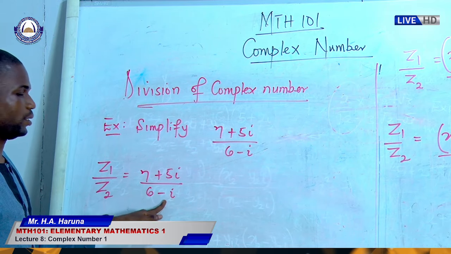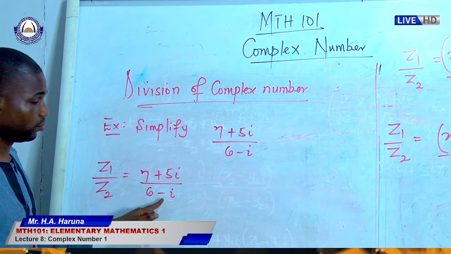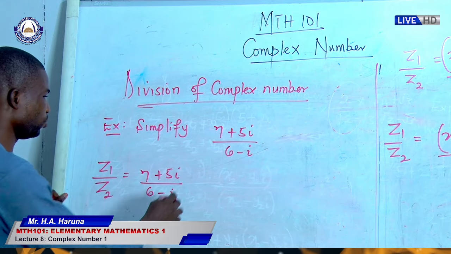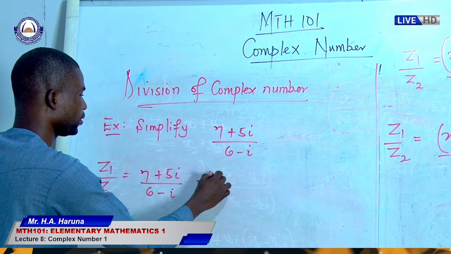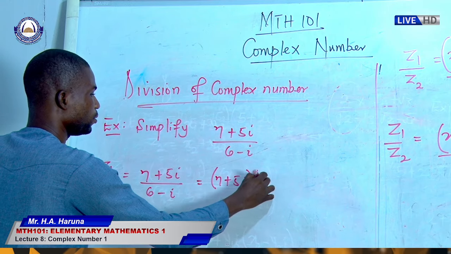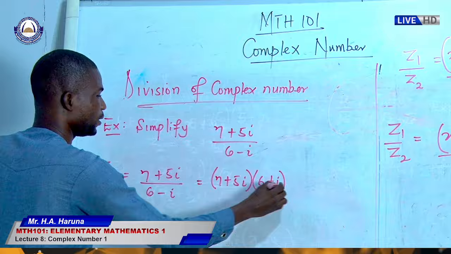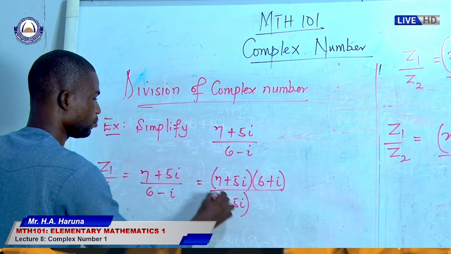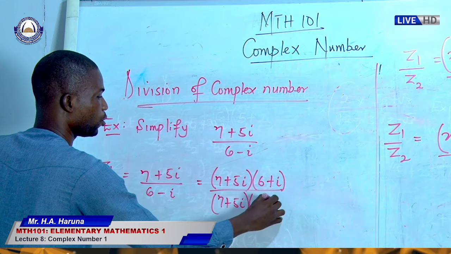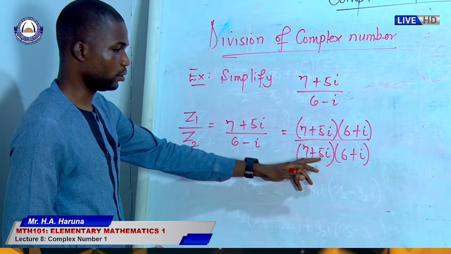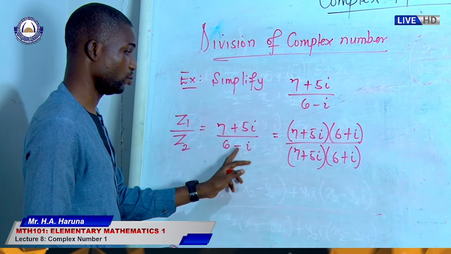What is the conjugate? What are we multiplying by now? We are multiplying by 6 plus i. That's the conjugate of the denominator. So you say equals 7 plus 5i multiplied by 6 plus i, over 6 minus i multiplied by 6 plus i. Okay, I hope this is clear. We are multiplying by the conjugate of the denominator.